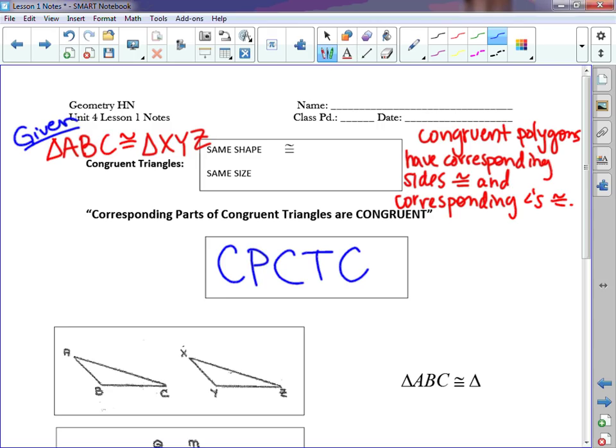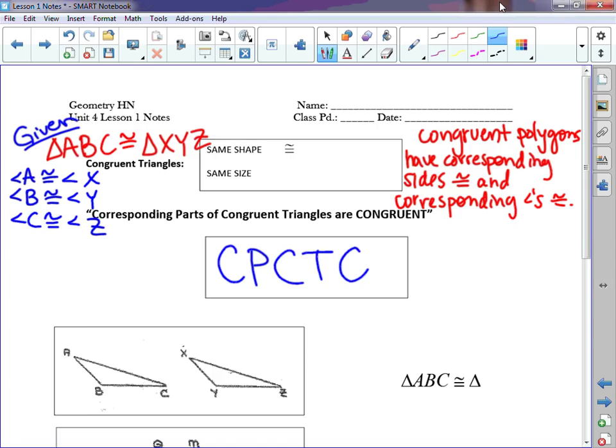So if I was given that triangle ABC is congruent to triangle XYZ, then I can say that angle A is congruent to angle X. Angle B is congruent to angle Y. Angle C is congruent to angle Z. Now, a lot of times we're given pictures in which we can match up the information, but from just the statement alone, I can find my corresponding pieces. So that's just the angles.